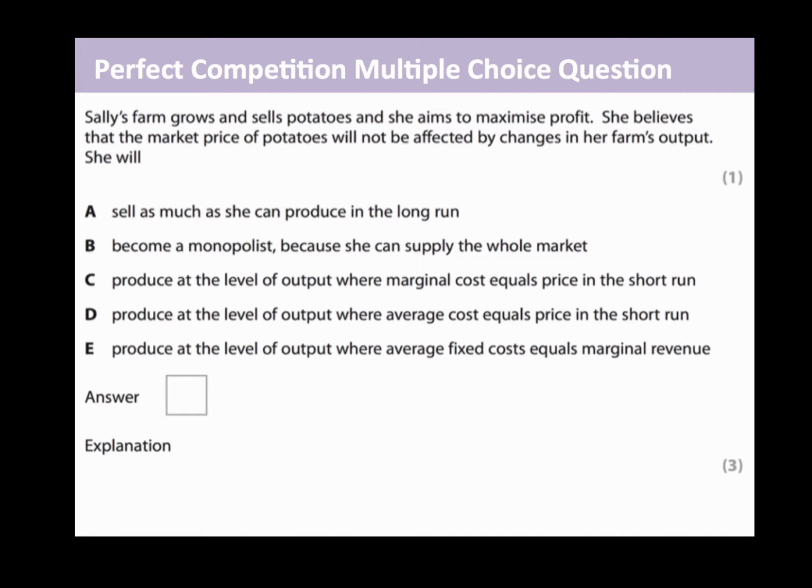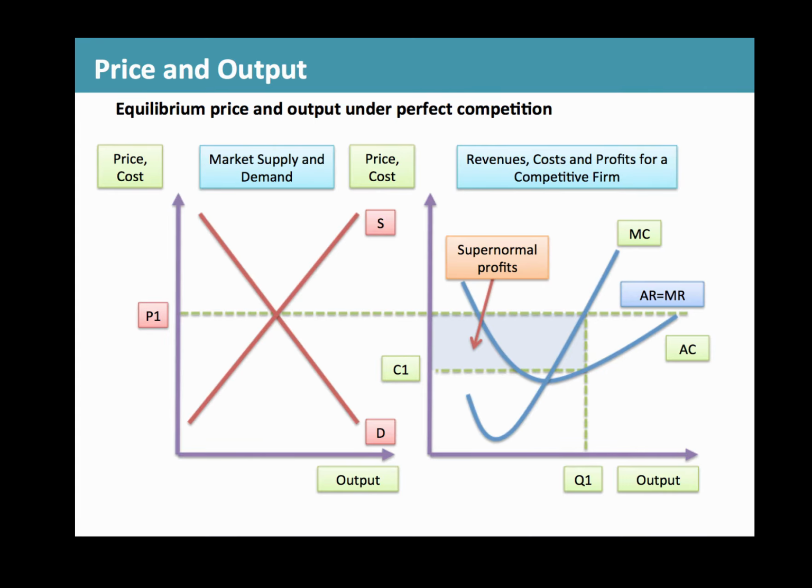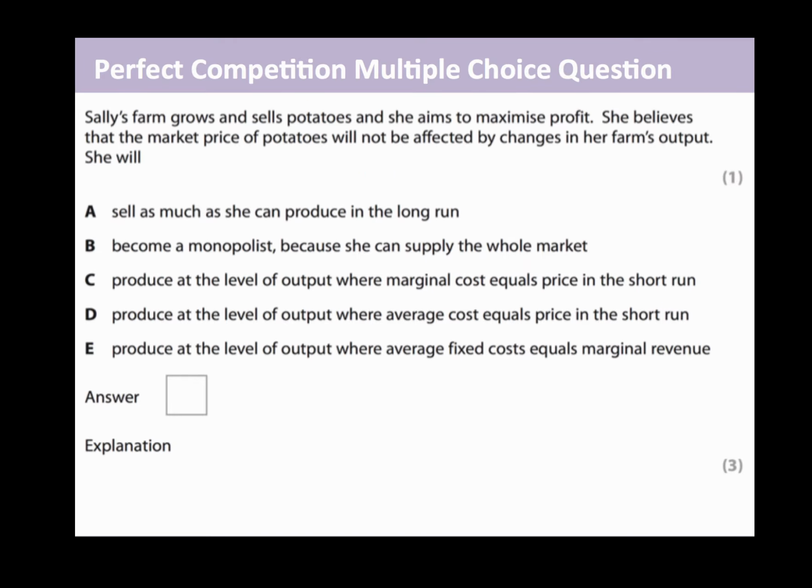It's perfect competition. If we go back to our diagram, we said that a profit maximizing firm will take the price P1, that becomes their average and marginal revenue curve, and they're going to find an output where marginal cost meets marginal revenue, and also where marginal cost meets the price. Let's go back to our question. Then it looks like the answer is going to be C. Sally will produce at a level of output where marginal cost equals price in the short run.